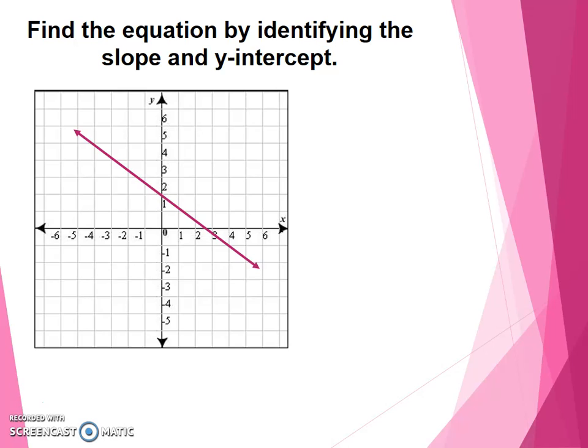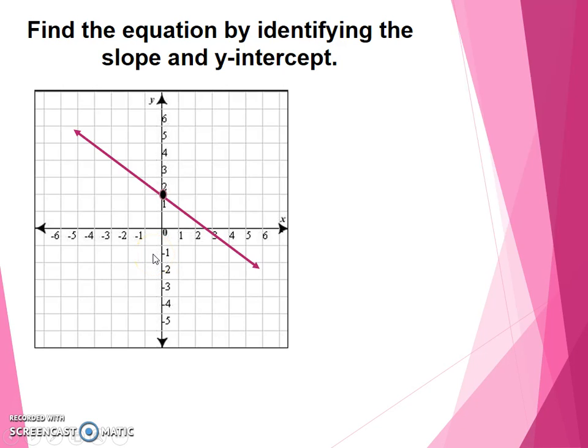So if I gave you guys this graph and I said find the equation, write it in slope-intercept form, the first thing that we're going to want to do is start by identifying what is our y-intercept and what is our slope. And so when I look at this graph, I look at my y-axis and I can see that my line is crossing my y-axis right there at positive 2. So that means that my y-intercept is going to be 2.